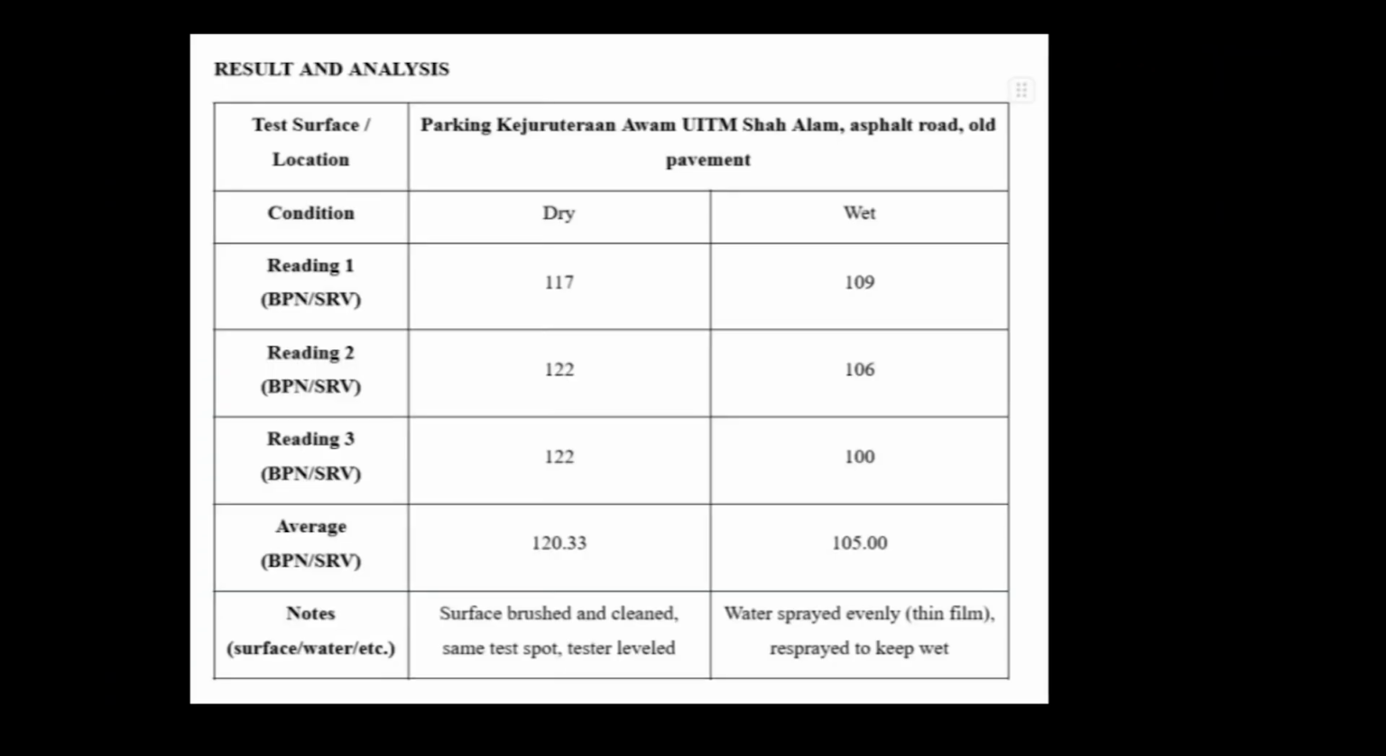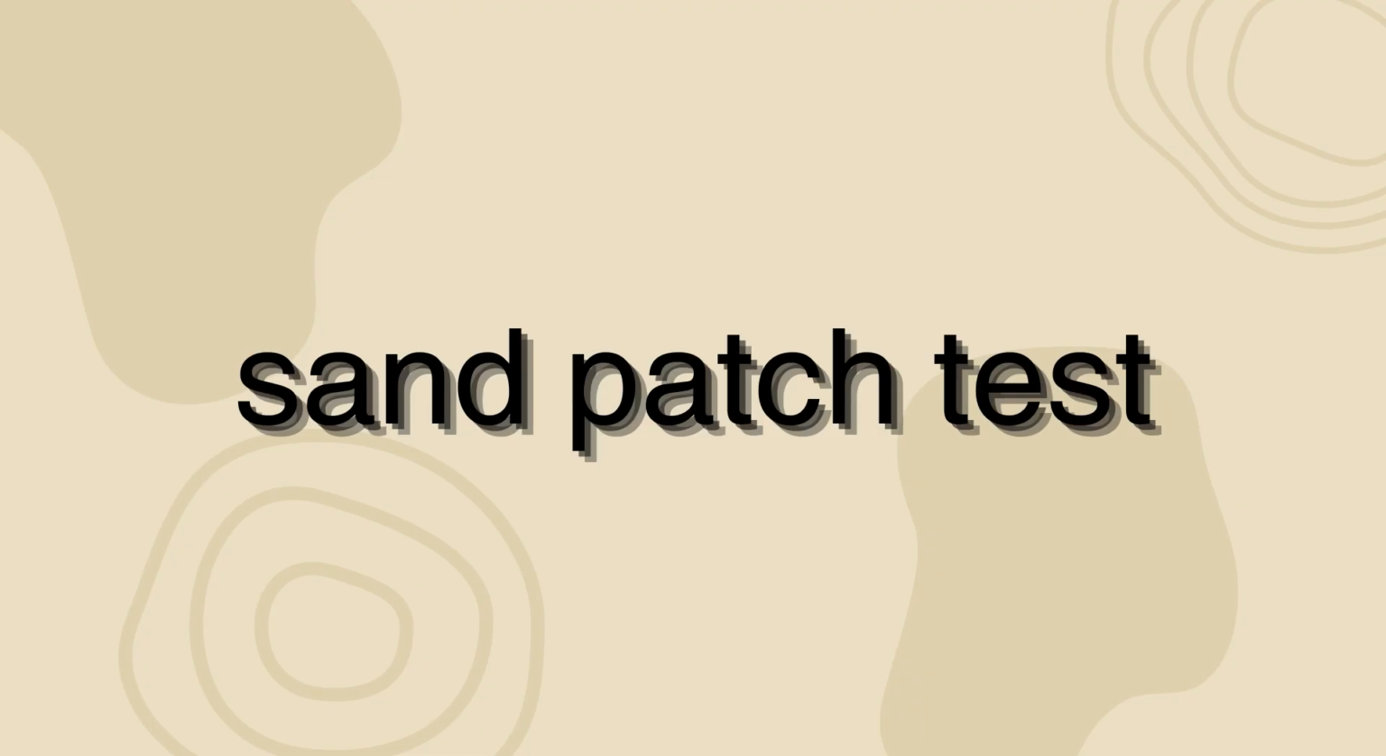This is our result and analysis. For the dry test condition, we get 117, 122 and 122, giving the average value of 122.33. For the wet test condition, the values obtained are 109, 106 and 100, giving the average value of 105. We can see that wet readings are lower because the thin water film reduces the rubber slider contact with the pavement texture, thus decreasing friction.